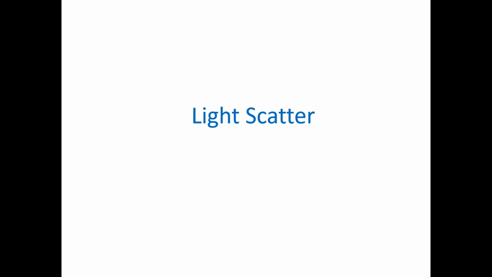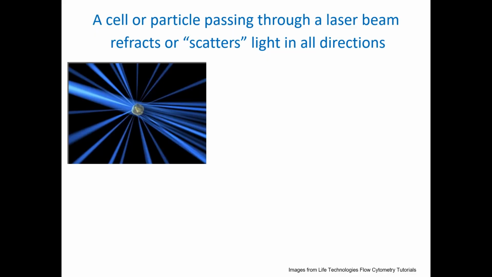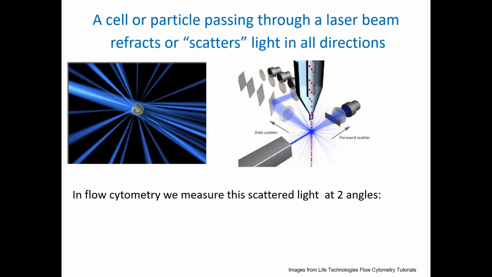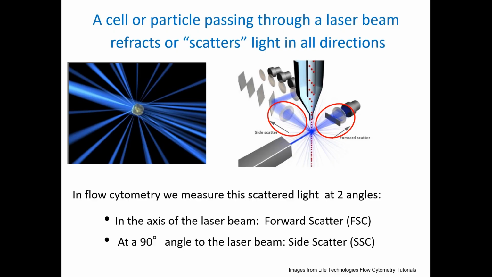Let's go into a little more detail on the light scatter. A cell or particle passing through a laser beam refracts or scatters light in all directions. In flow cytometry, we measure the scattered light at two angles. The forward scatter, or FSC, is measured in the axis of the laser beam. Notice that there's a bar in front of the light detector. This is called an obscuration bar, and it blocks the laser beam itself, so that the light that is measured is only the light scattered in that direction by the cell or particle. The side scatter, or SSC, is measured at a 90-degree angle to the laser beam.